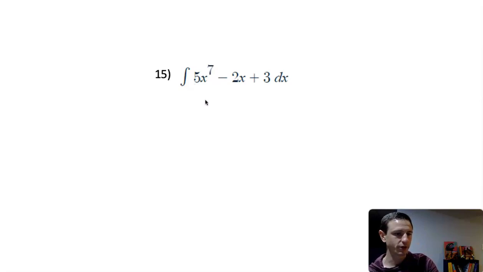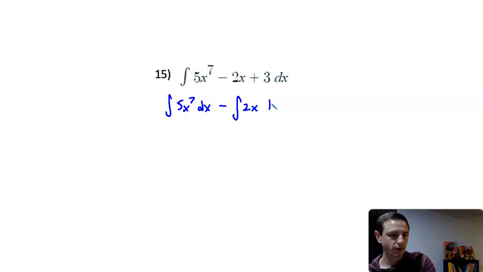Same thing applies for integration. So we just want to individually integrate each term. So I'd have the integral of 5x to the 7th dx minus the integral of 2x dx, and we could have put the 2 on the outside of the integral, same thing with the 5 over here, but I'll just leave the constants on the inside, plus the integral of 3 dx.